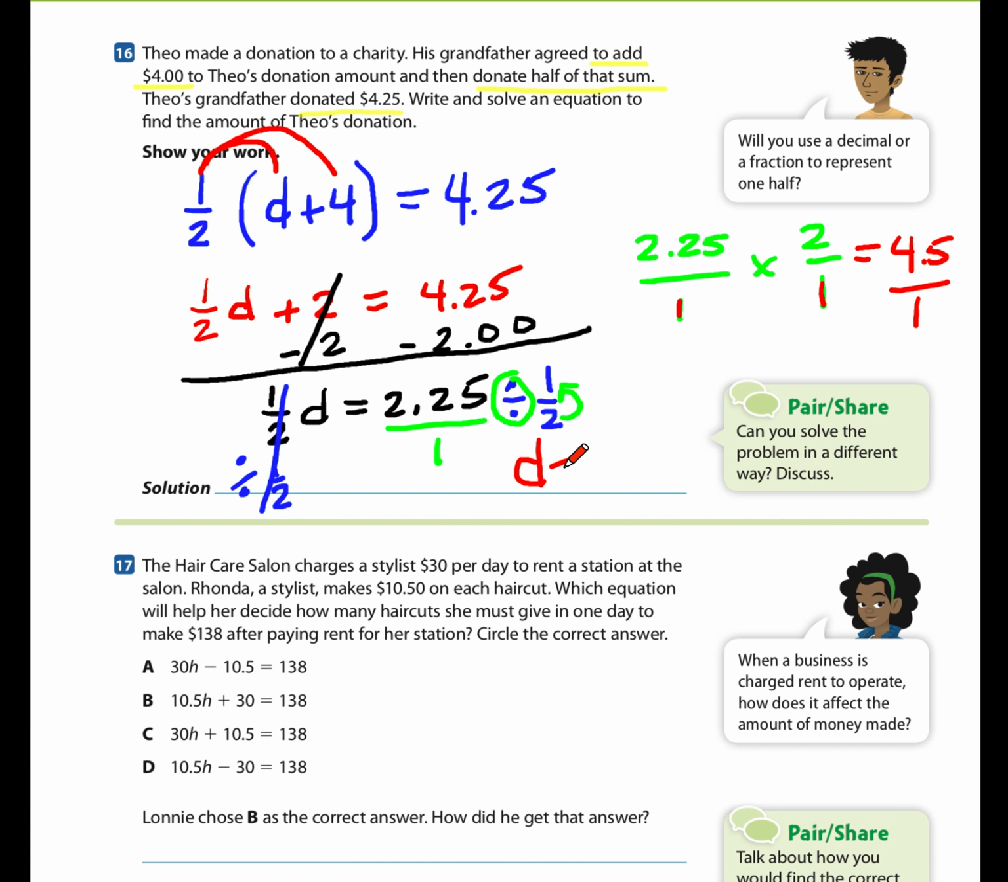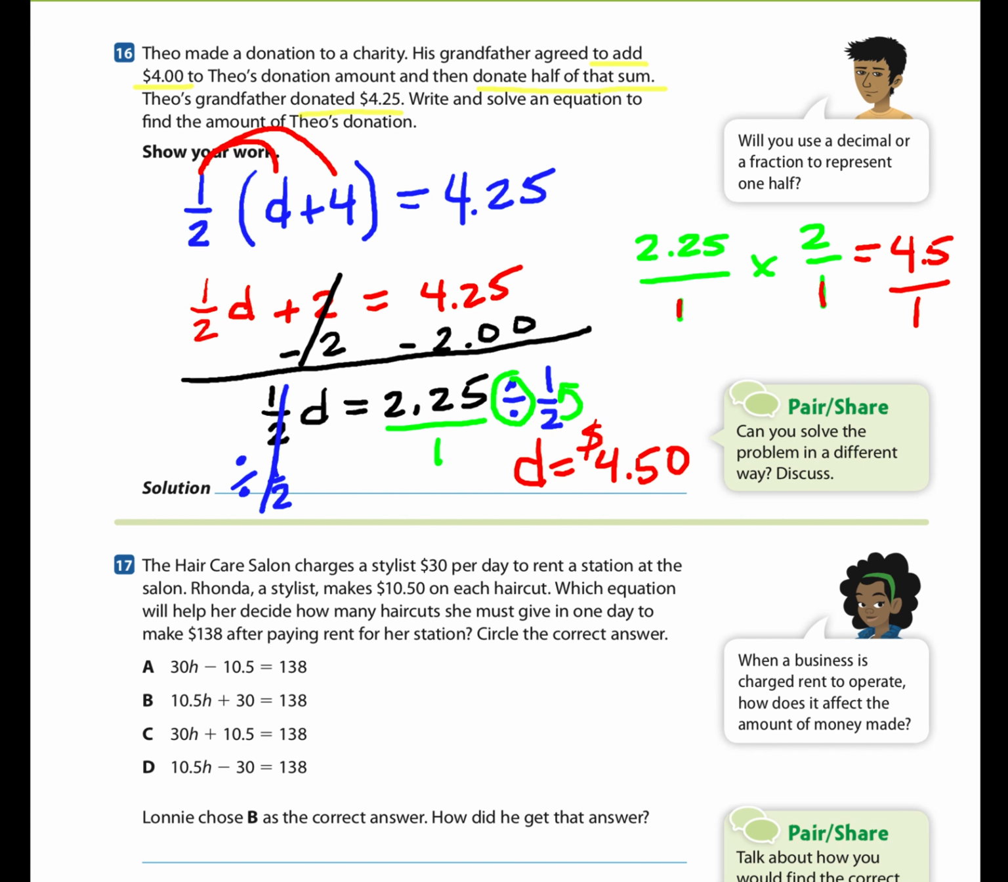And basically, D equals $4.50. Okay, make sure you keep the dollar sign, and if you drop the 0 at any point, add it back, because we are talking about money. All right, hopefully you did well on that one. You got that one. All right, let's talk about 17.